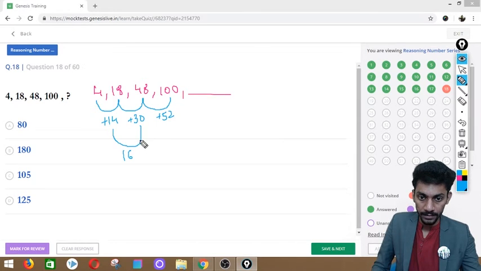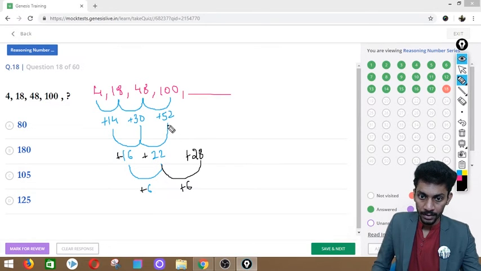16 here, sorry. 16 is the difference. Next difference is 22. What is the common difference? It is 6. So the next one should have a common difference of 6. Correct? It should be plus 6. Everything is added. So plus 6. 22 plus 6 will be 28.